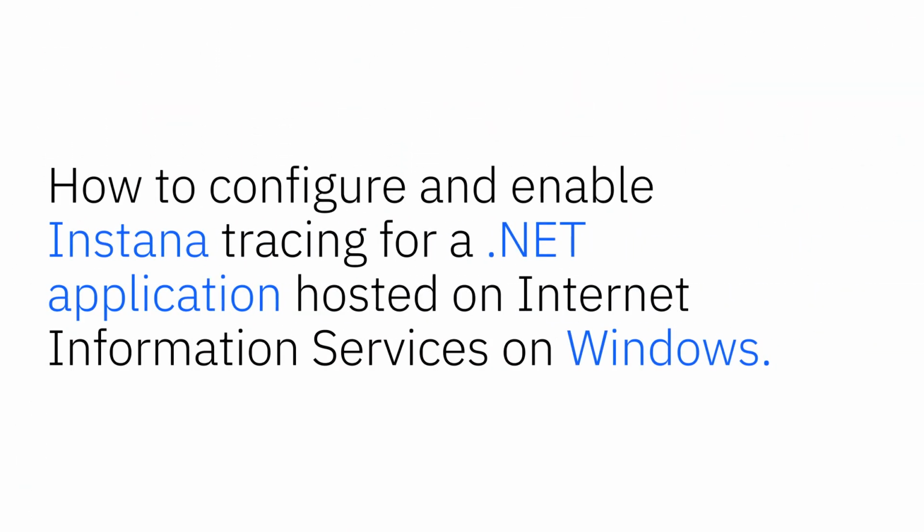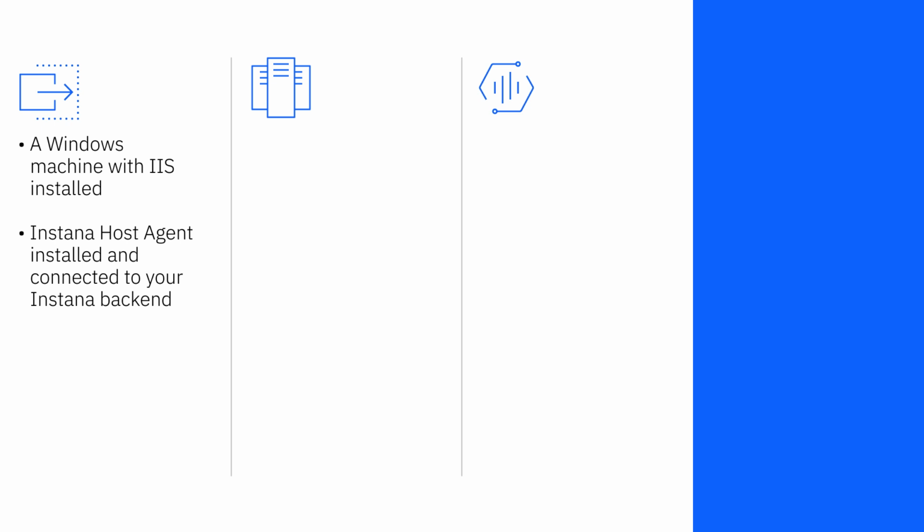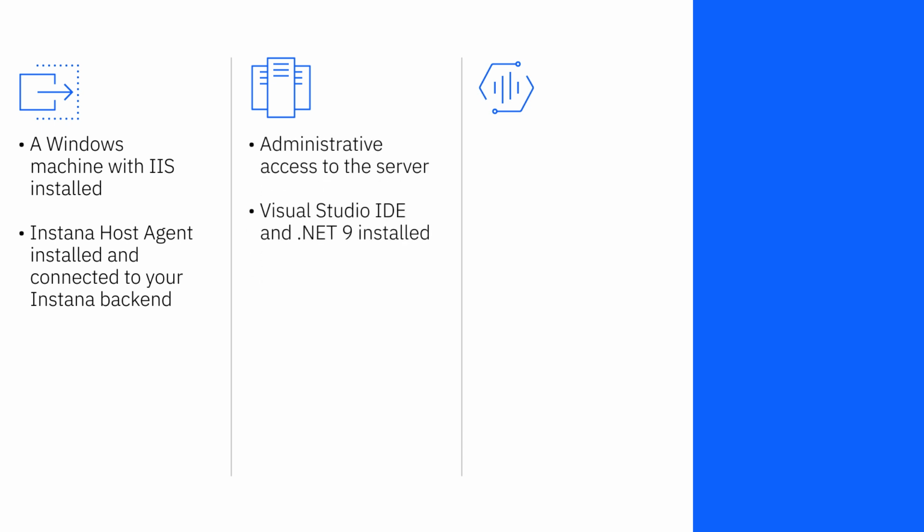In this video, I'll demonstrate how to configure and enable Instana tracing for a .NET application hosted on Internet Information Services on Windows. Before we begin, ensure that all required prerequisites are met. Also, refer to the official Instana documentation for detailed setup instructions and configuration guidance throughout this process.